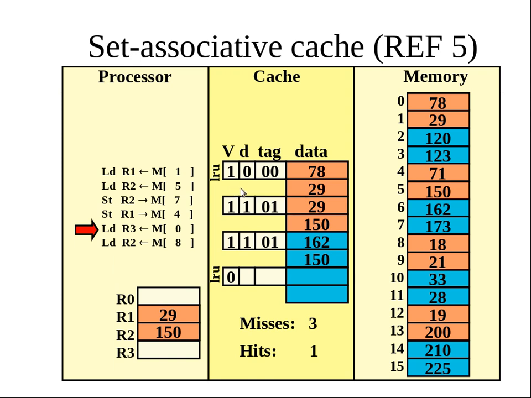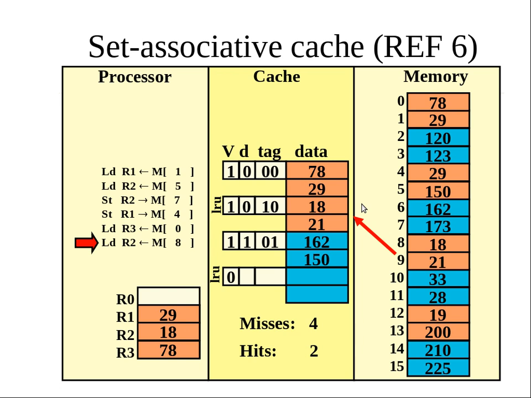We're going to load from 0. Luckily, 0, 0, 0 was brought in when we brought in the 1, so that's also another hit. And then next, we're going to load in 8. The 8 is 1, 0, 0, 0, so that would be the set here, and it's not in either of these cache lines, so we're going to have to write this one back and then bring in the 8. Okay, you may need to watch that a bit.